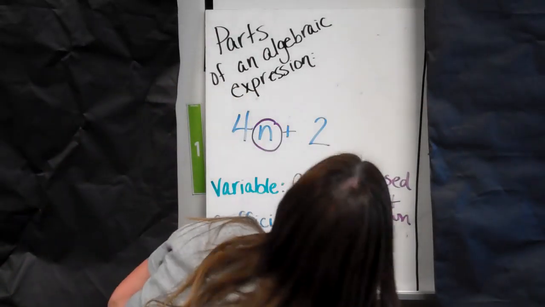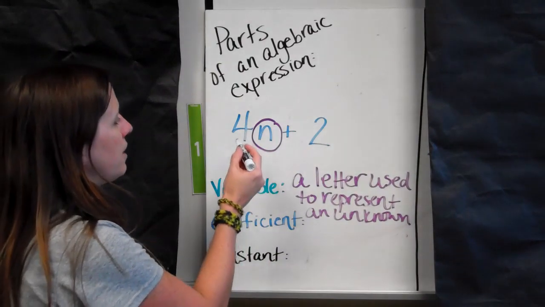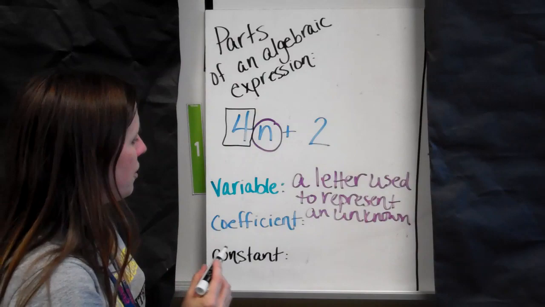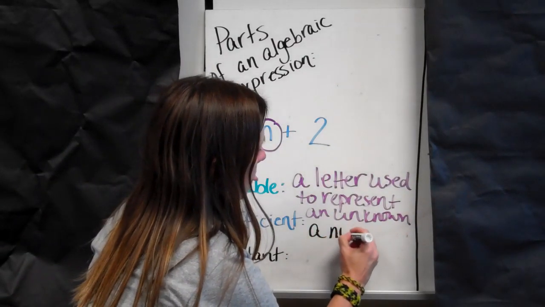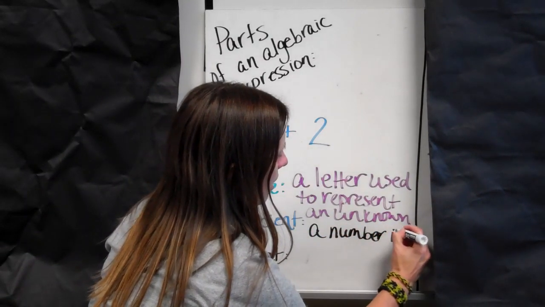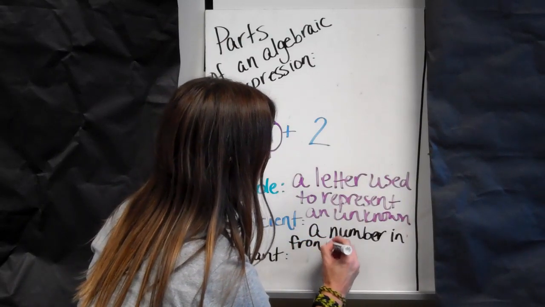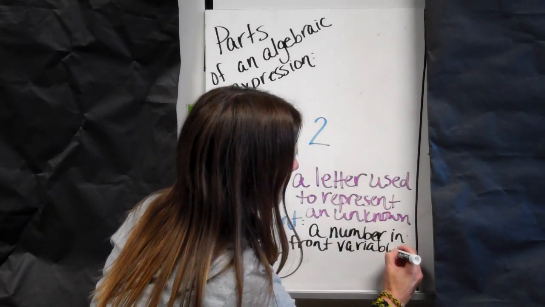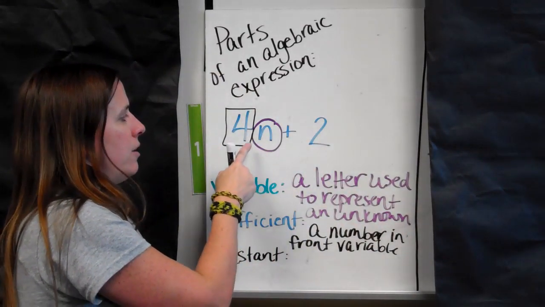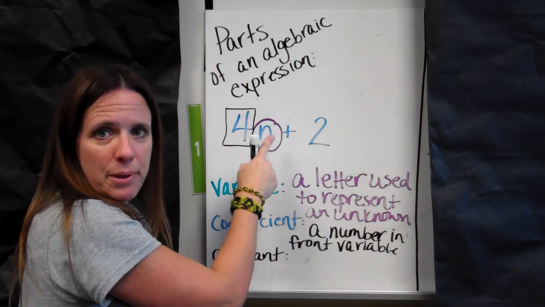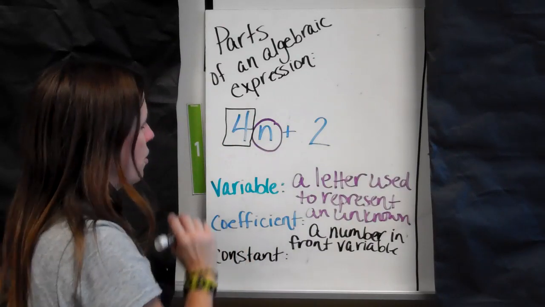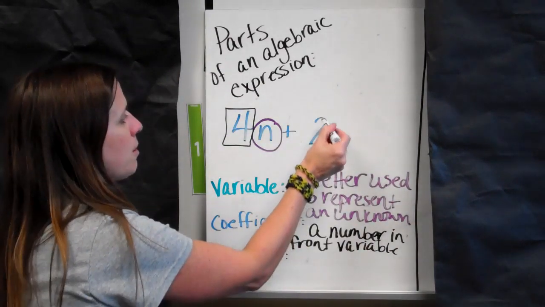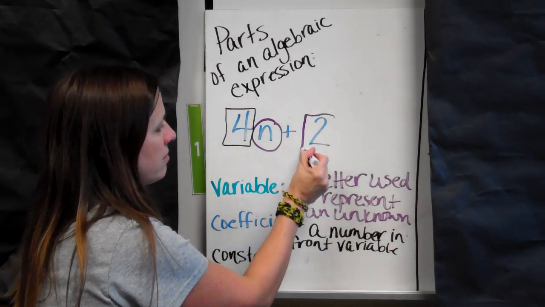Coefficient is another part of the algebraic expression, and the coefficient comes in front of the variable. It is a number that comes in front of the variable. And that tells you how many of that variable you need. So in this algebraic expression, 4n, we're taking 4 of those n's and we're multiplying them. So n times 4.